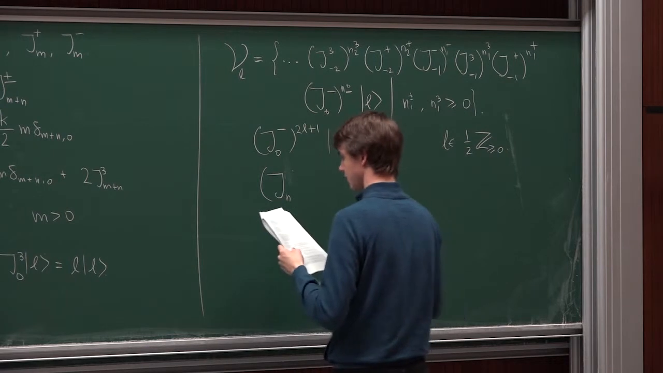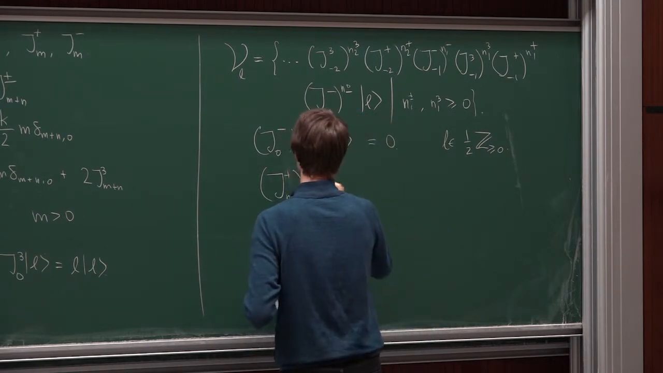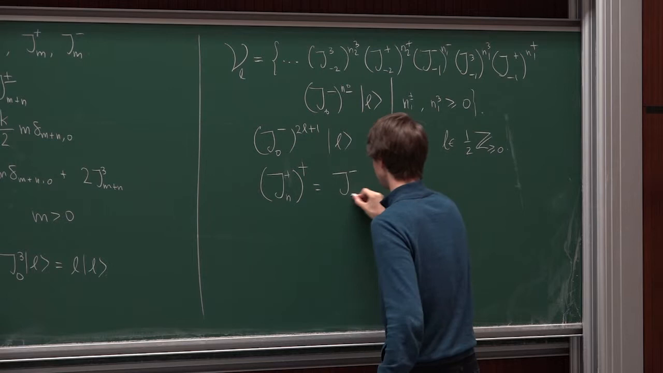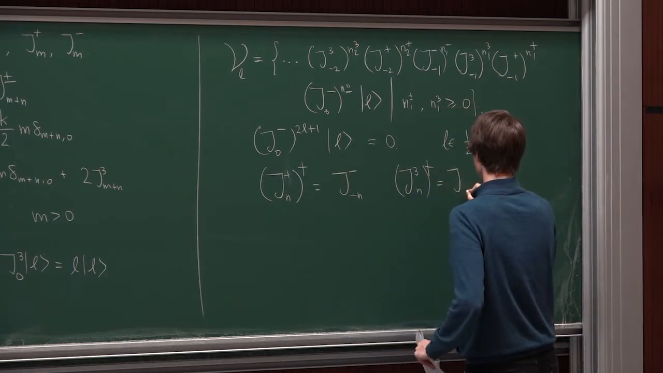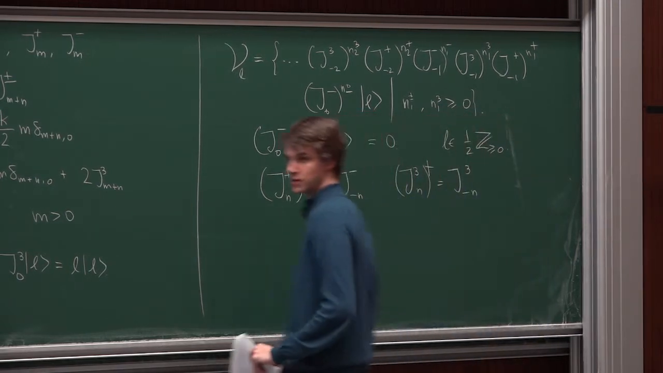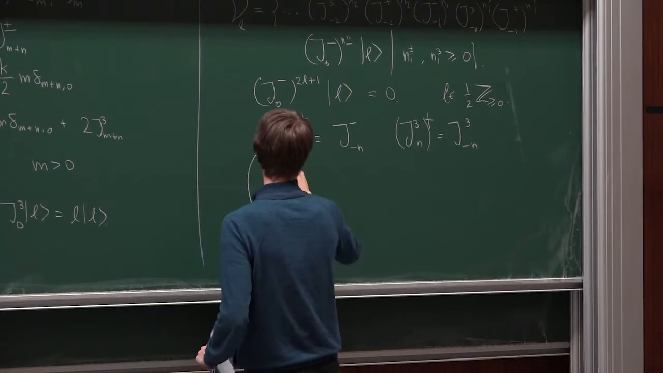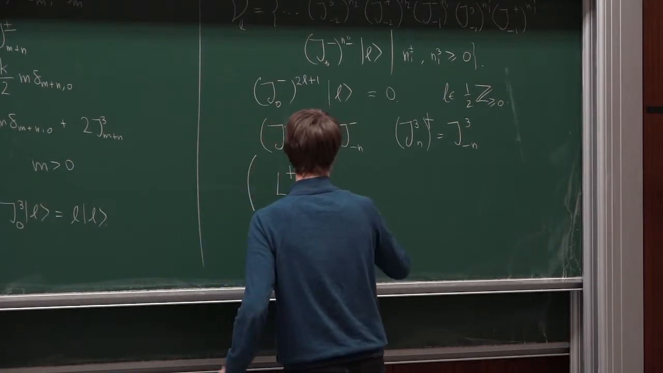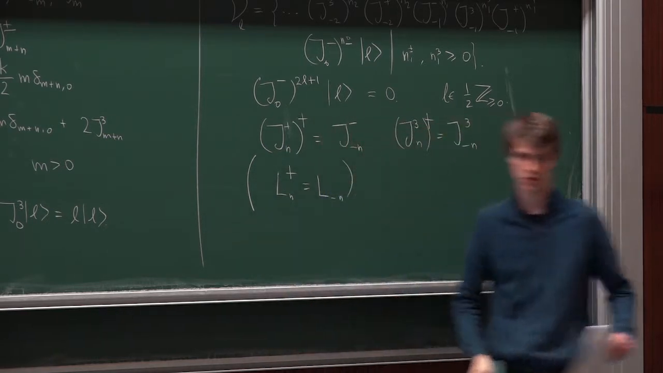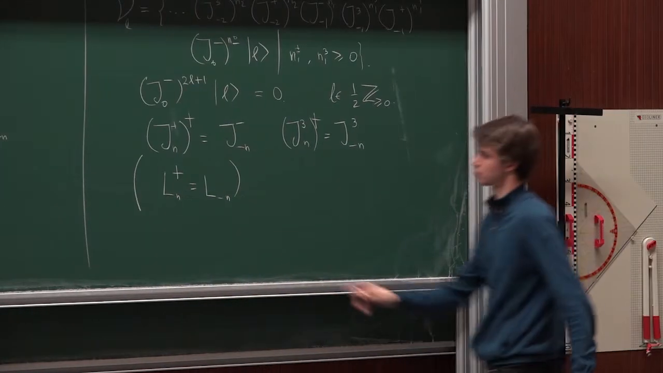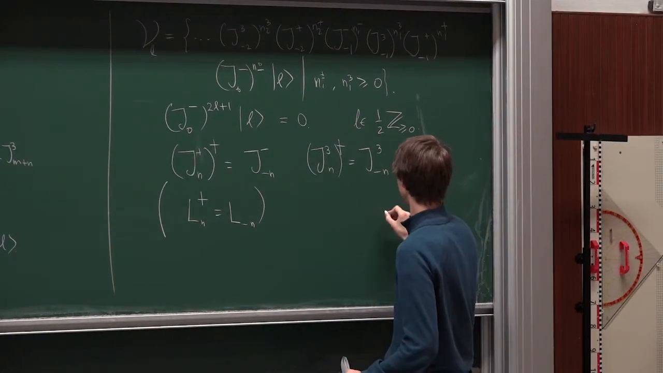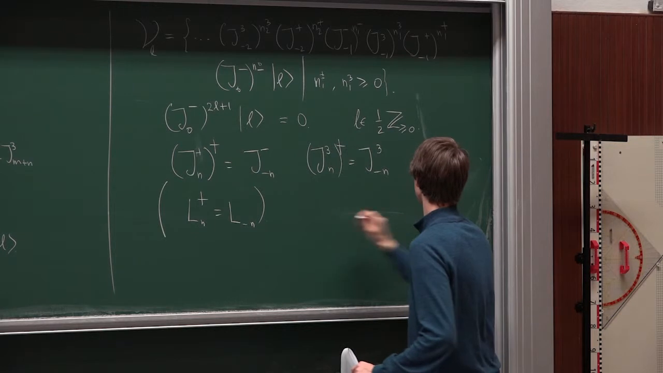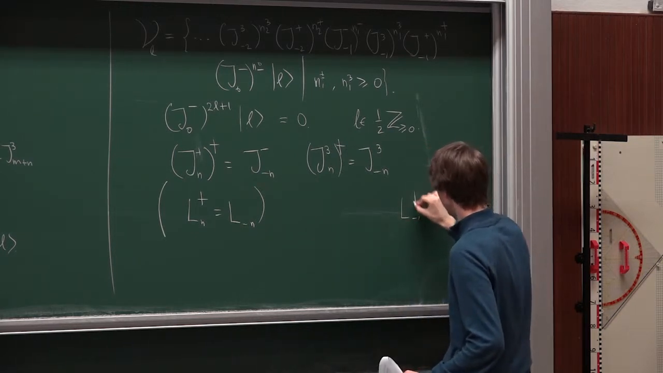So if I take the dagger of J plus, I will get the J minus with -n. Sylvain didn't use the dagger, but I will use it. So the usual dagger on the Virasoro algebra, just for comparison, is L_n dagger equals L_{-n}. So the dagger always puts your n to -n.